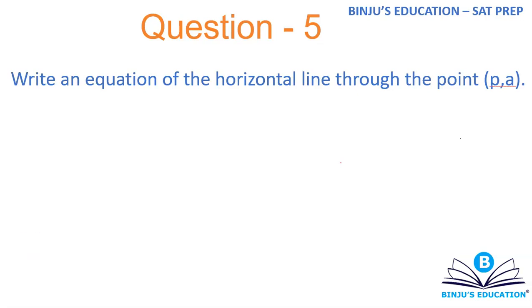So it's a horizontal line, guys. If you have a horizontal line, then what is your slope? Your slope is equal to 0.